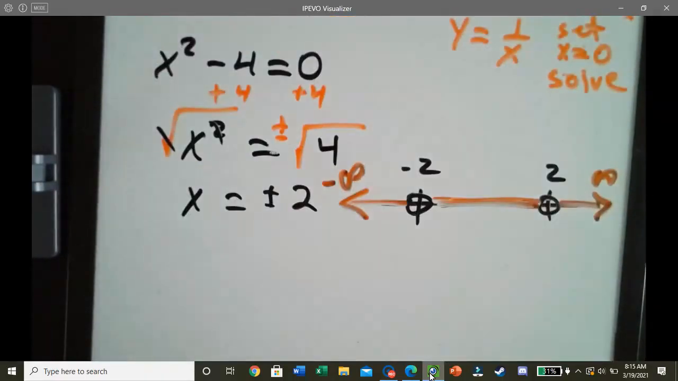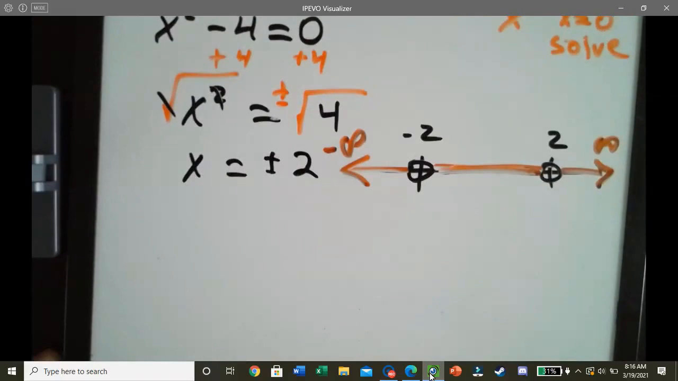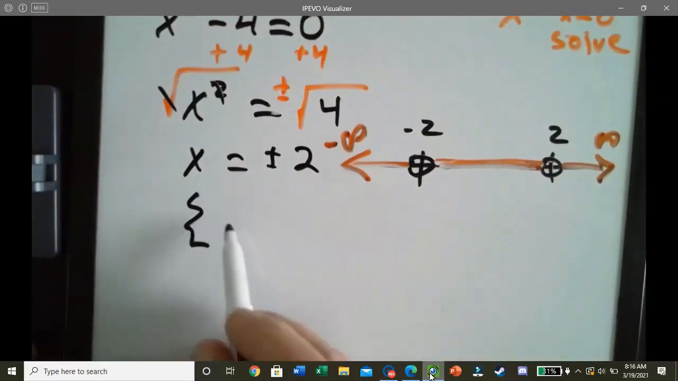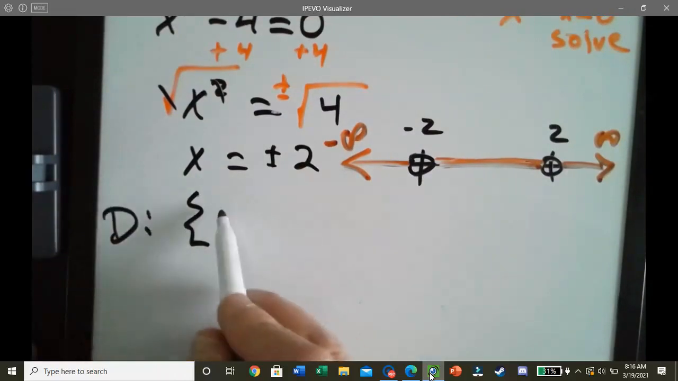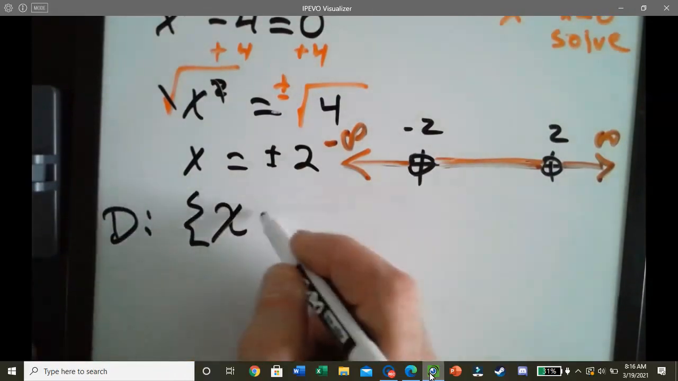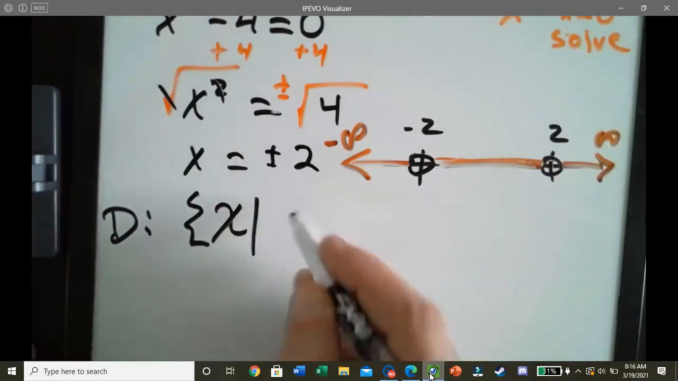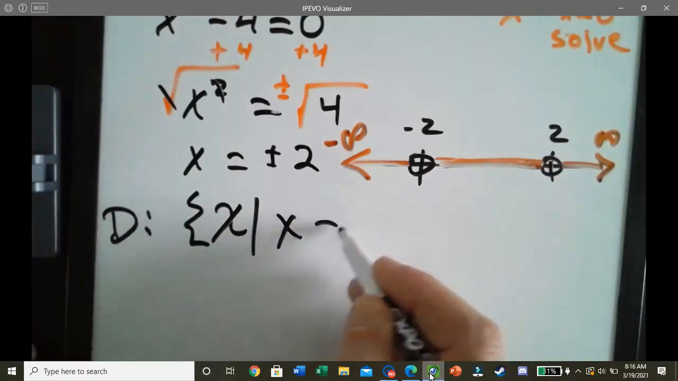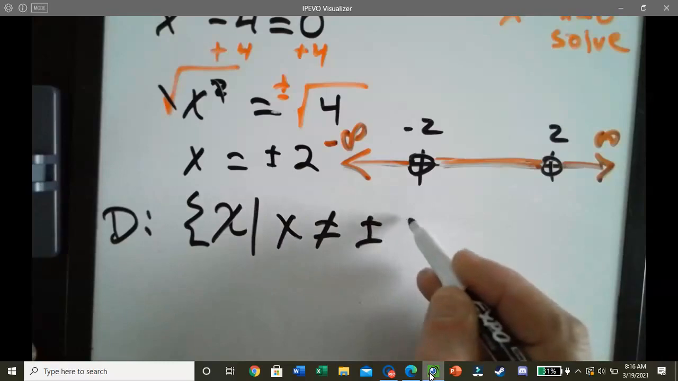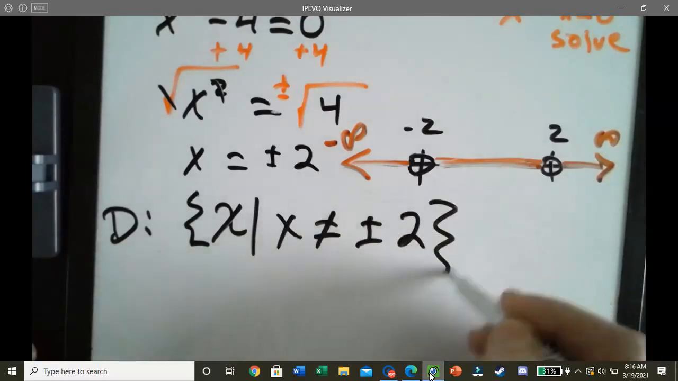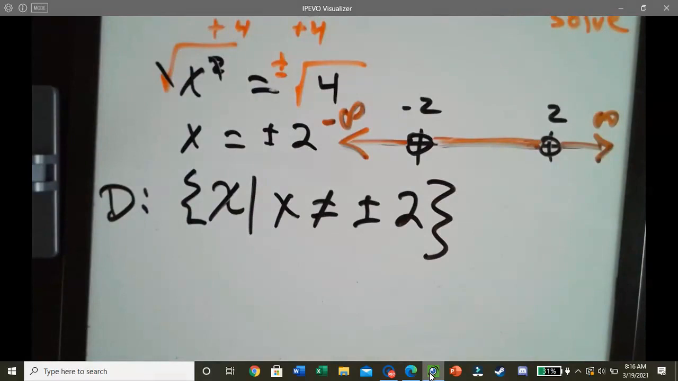Let's see, in the answer, do they use interval notation? Oh, okay. In the answer, they use set notation. So the answer would be: domain is the set of all values x such that x does not equal positive or negative 2. And that's our domain.